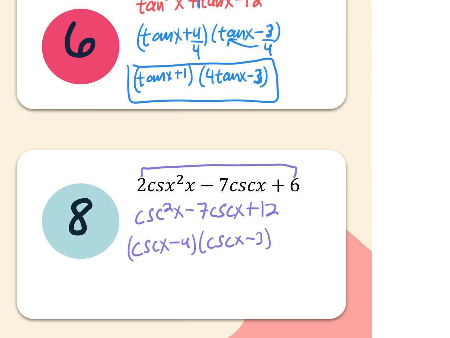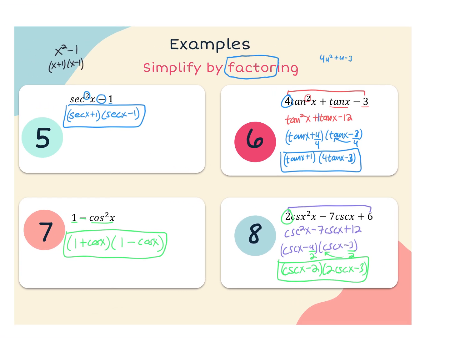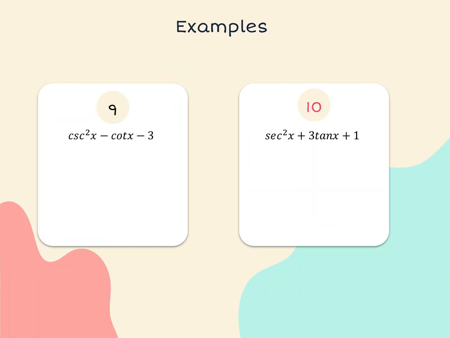All right, but I can't leave it like that. We had a number in front. It was a 2. So let's divide both of these by 2. 4 divided by 2 is 2, so we get cosecant of x minus 2. And then slide this 2 off front. This is going to become a 2 cosecant of x minus 3. All right, and that's as factored as it gets. So same factoring techniques that you guys are used to. We're just applying it to trigonometry now.